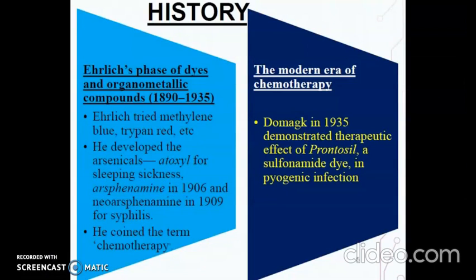During 1890 to 1935, Ehrlich tried methylene blue, trypan red, etc. and he developed the arsenical atoxyl for sleeping sickness, arsphenamine in 1906 and neo-arsphenamine in 1909 for syphilis, and he was the one who coined the term chemotherapy. In the modern era of chemotherapy, Domagk in 1935 demonstrated the chemotherapeutic effect of prontosil, a sulfonamide dye, in pyogenic infections.